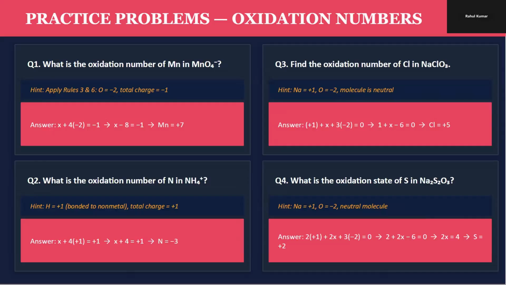Now here are some practice problems on oxidation number. The first one is: what is the oxidation number of manganese in MnO4 negative? Apply rules 3 and 6. Oxygen is -2 and the total charge is -1. If you assume the oxidation state of manganese is X, you can use the equation: X plus 4 oxygen atoms, so 4 times -2, and the overall charge is -1, so it equals -1. Solving the equation, you get X value which is +7. So the manganese oxidation state is +7. Similarly, you can solve other problems. You can pause the slide, solve problems on your own and check the answers.